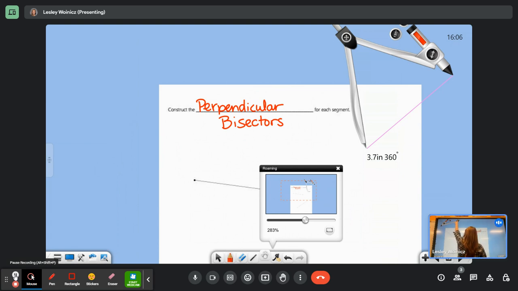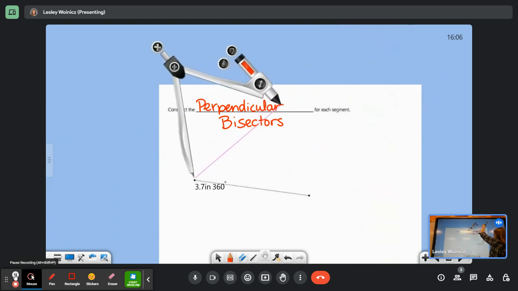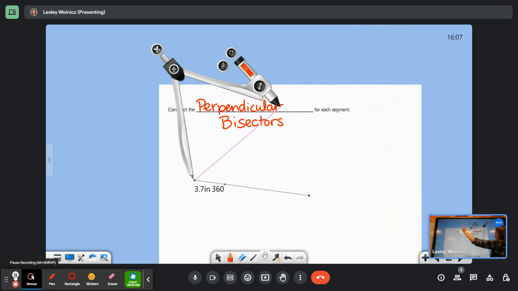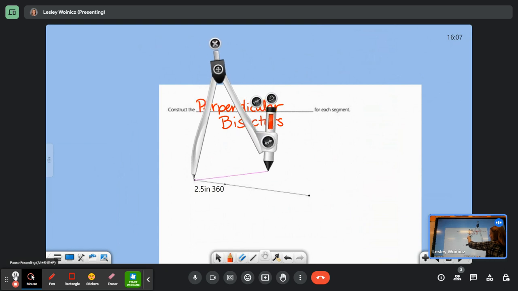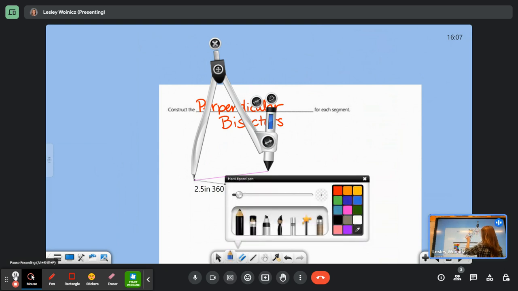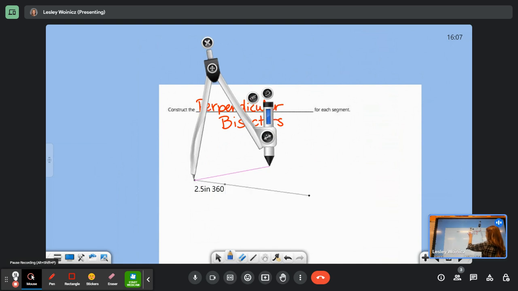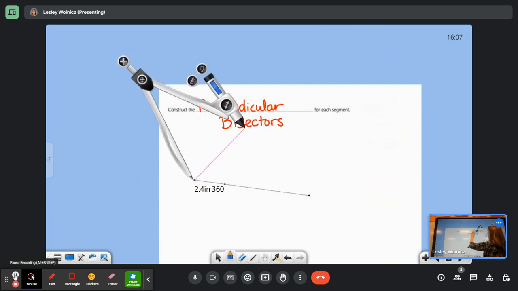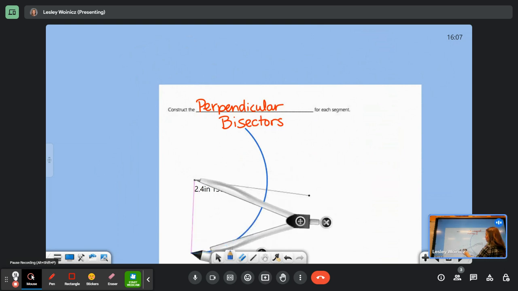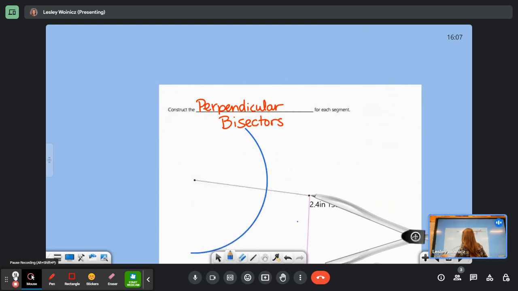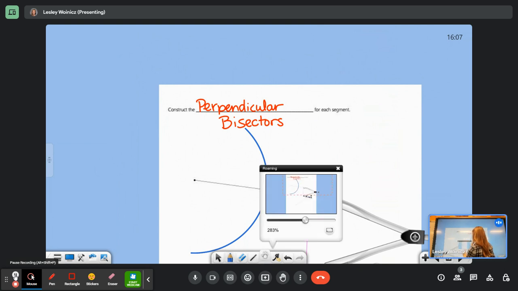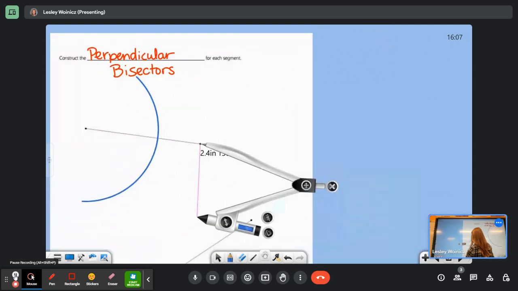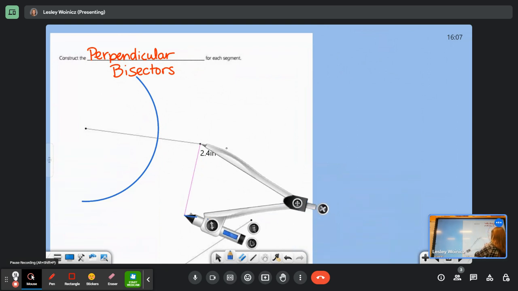So, really quick, I'm going to put my compass on one end of my segment. I'm going to set my length for a little bit over halfway-ish. Got a little bit of wiggle room on that. It doesn't have to be perfect. And I'm going to make an arc. Why isn't that working? Okay, and then I'm going to move it over here without changing the setting on my compass. And I'm going to make another arc.